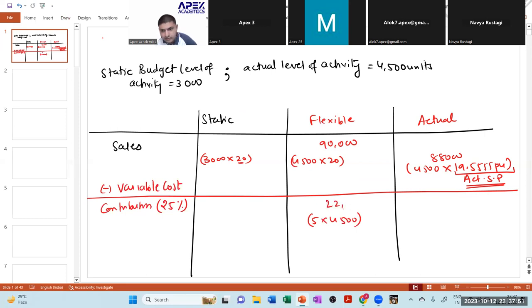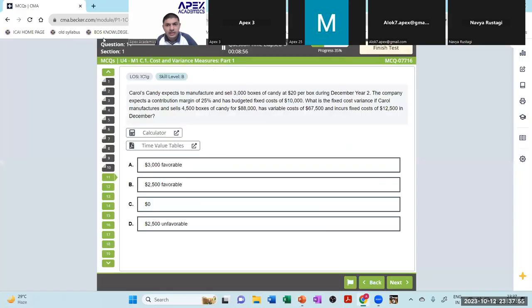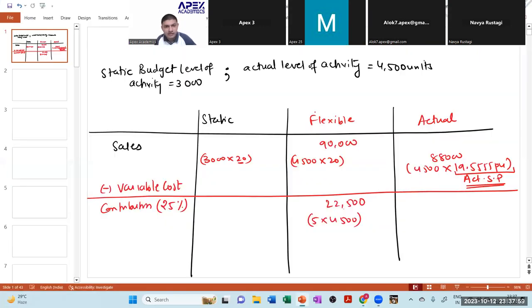22,500. What is the contribution? Have they given you the contribution over there? They have given you a variable cost of 67,500. Take a look. Variable cost will be how much percent? 75%. So it will be 20 multiplied by 75%, which is 15, multiplied by 4,500, which is equal to 67,500. What is this? Contribution.